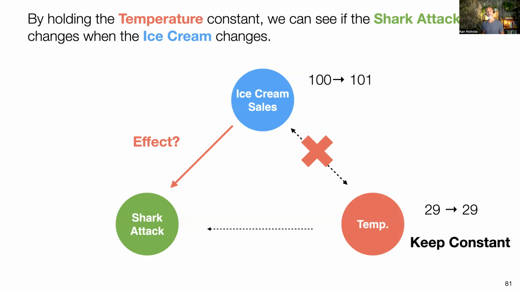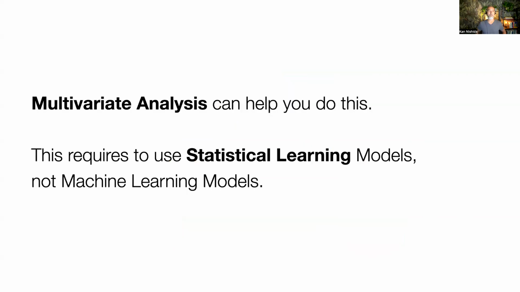that's when you can actually say maybe it's not the temperature. It might have something to do with ice cream. I'm sure there's no such case as far as I know, but you can investigate it that way. That kind of thing is something multivariate analysis can help you organize. To do such analysis, you can use a statistical learning model, not a machine learning model, for example linear regression, logistic regression, and so on.